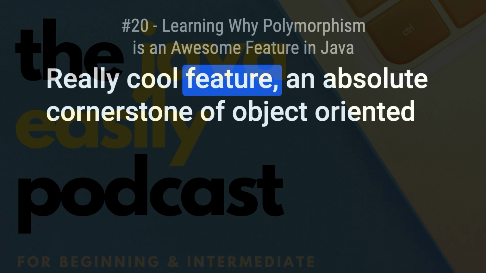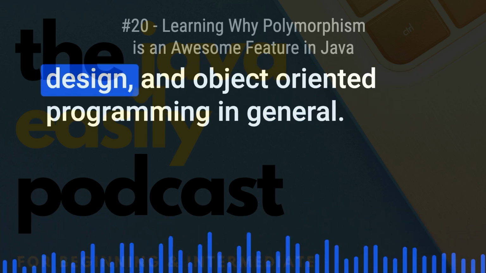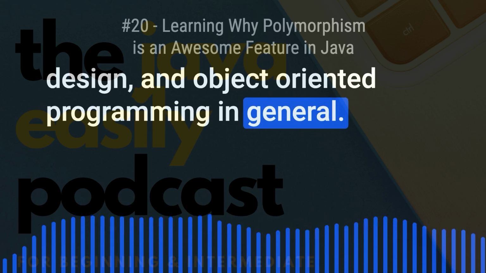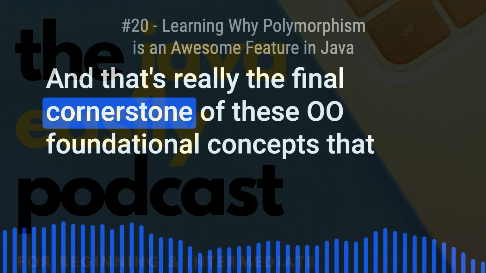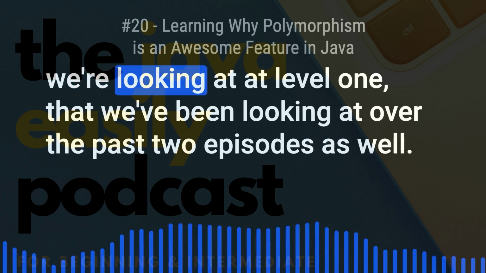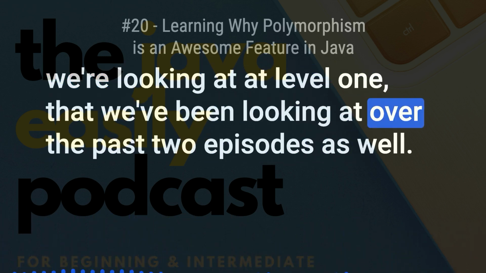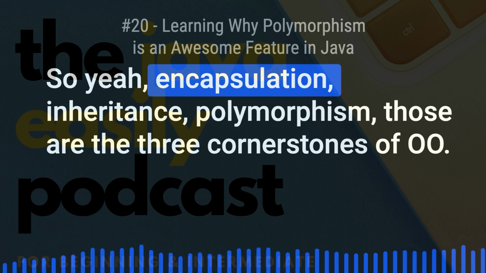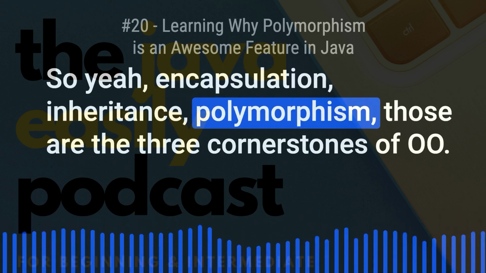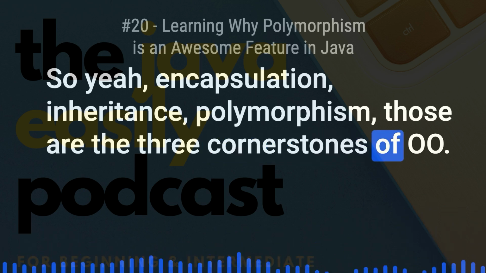Really cool feature, an absolute cornerstone of object-oriented design and object-oriented programming in general. And that's really the final cornerstone of these OO foundational concepts that we've been looking at over the past 2 episodes as well. So yeah, encapsulation, inheritance, polymorphism, those are the 3 cornerstones of OO.